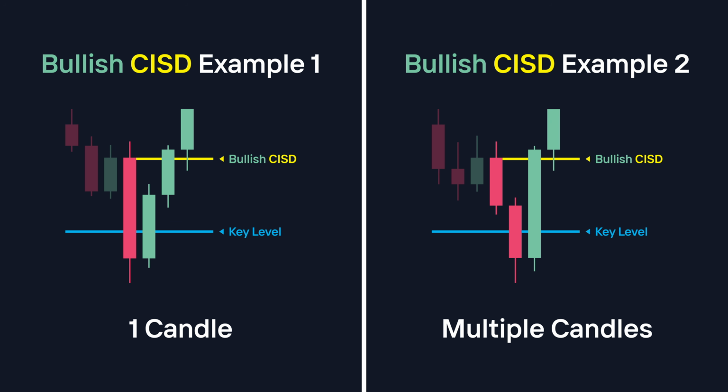What is important is that they are all the same color, meaning in the case of a bullish CISD, we would only use the bearish consecutive candles, with no bullish candles found in between them, with the CISD level being drawn from the open of the first bearish candle.